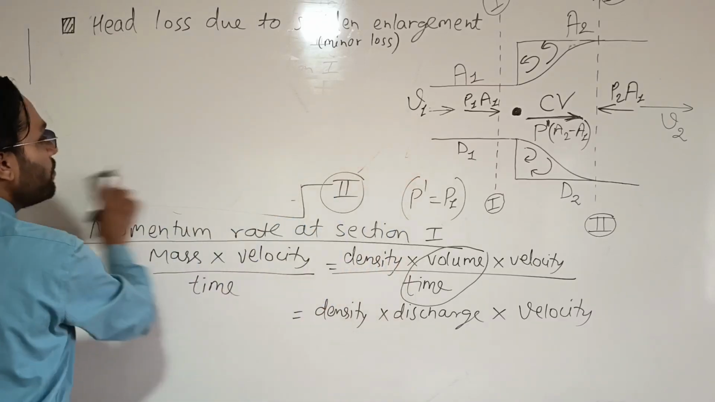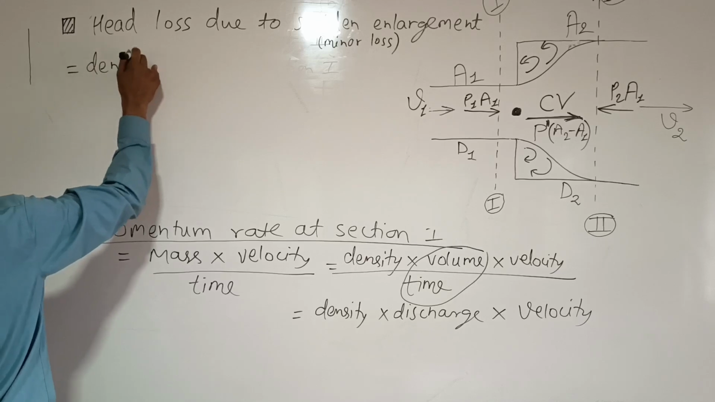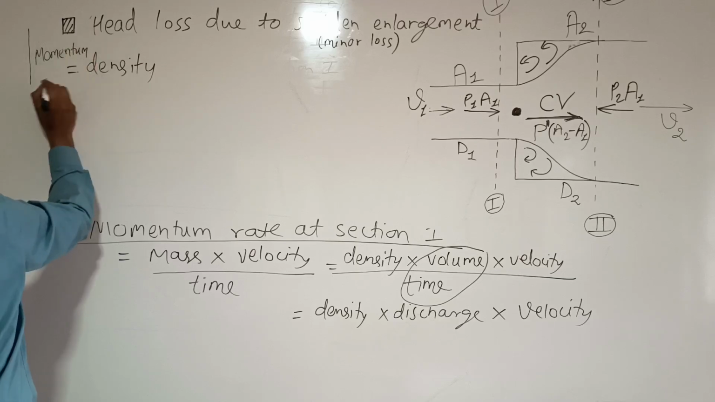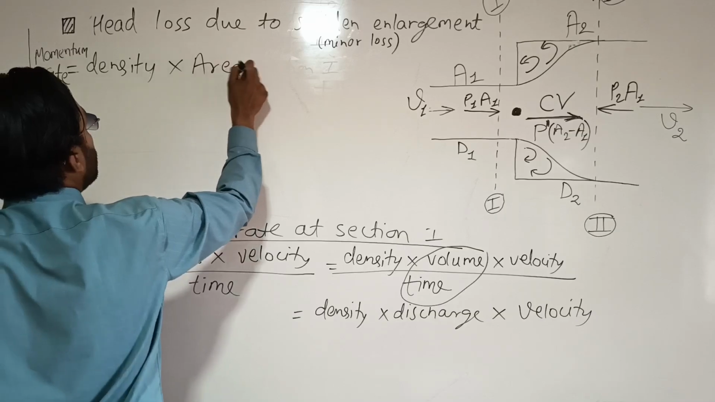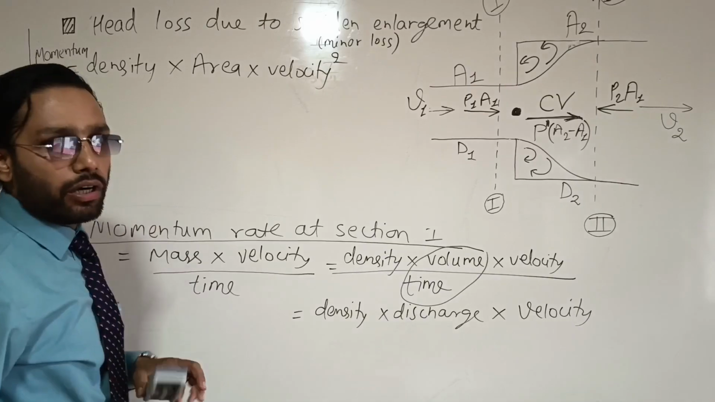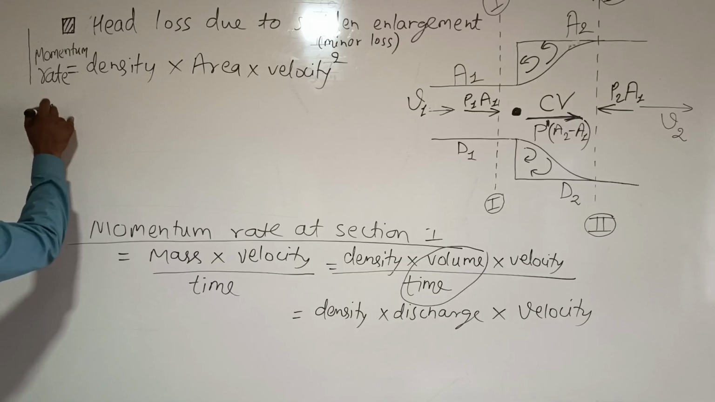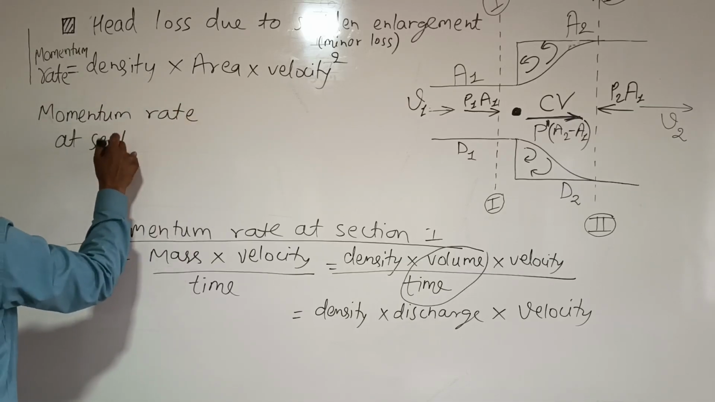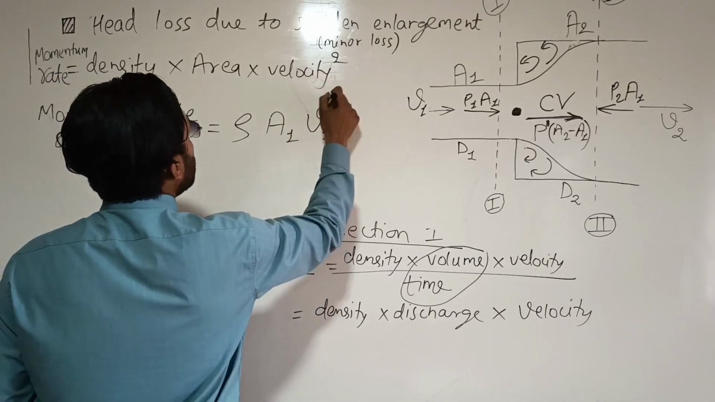So what is the momentum rate now? The momentum rate is density into discharge, and discharge is area into velocity, into another velocity, that is velocity square. Okay, this is how you write it. Let's write the notation for the momentum rate at section 1. Momentum rate at section 1 is rho A1 V1 square.